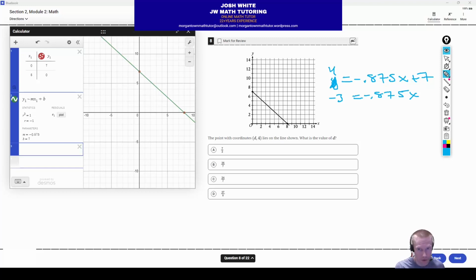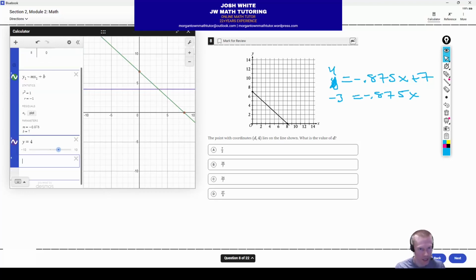However, what I'm going to do in Desmos is, when you want to find what x value corresponds to a particular y value, you're really solving a linear equation, so I'm just going to graph y equals 4 and see where these intersect. So these intersect at the following point, 3.429. Okay, so now when I go through my answer choices, which one of these answers is equal to 3.429?